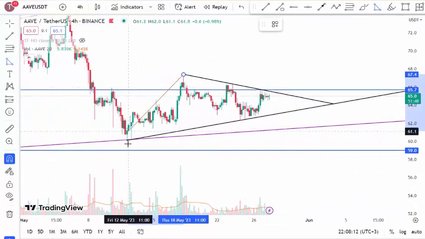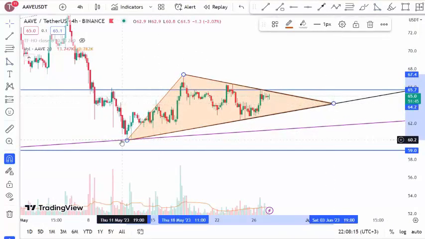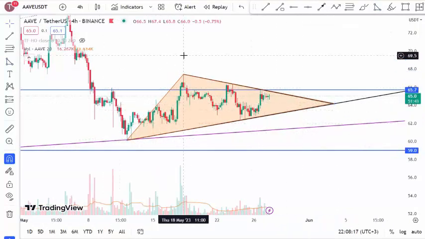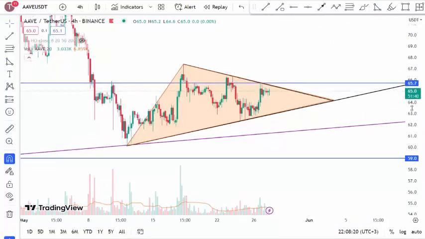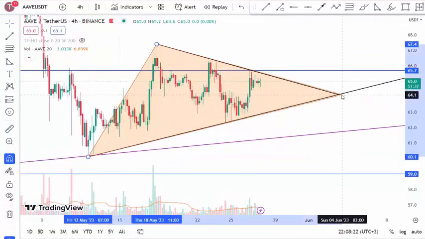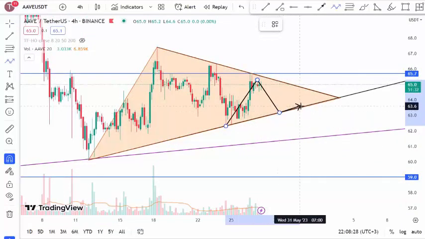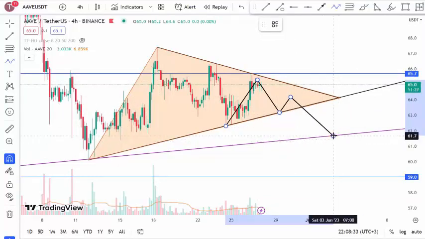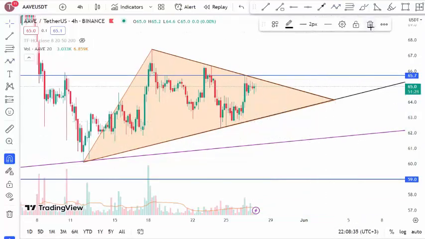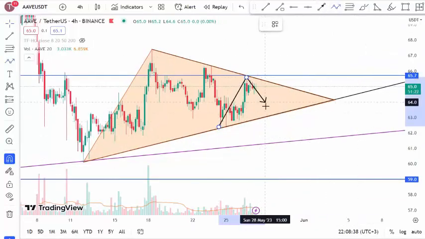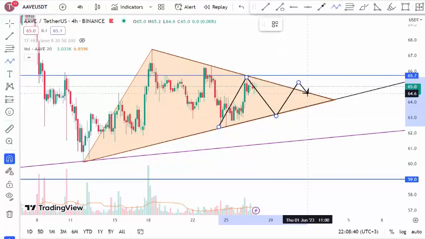Currently, it appears that there is a triangle pattern forming here. In fact, if we draw it, friends, we can see a well-defined triangle pattern, and whichever direction the triangle breaks, we can expect a corresponding movement in price. If a downward breakout occurs, we may see a downward trend in price. Conversely, if an upward breakout occurs, we can expect a strong upward movement.